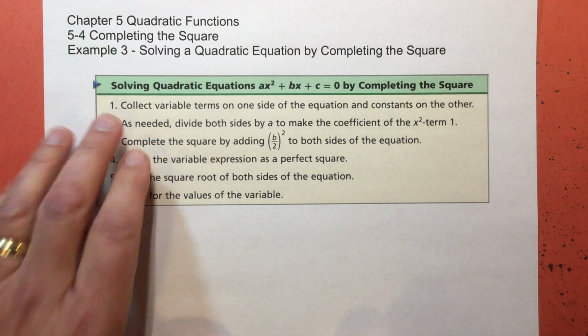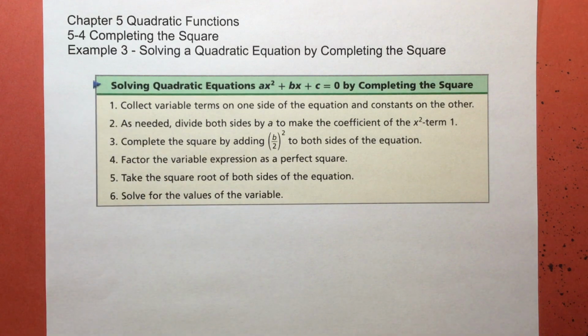The first thing you're going to do is you're going to arrange it in the proper way. You're going to put all of the parts that have x's on the left side. That includes x to the second power and x to the first power. And you're going to put all of the constants, the numbers that are not being multiplied by a variable, over on the other side. Okay? Of course, it'll be easier for me to show you that in a minute, what that means.